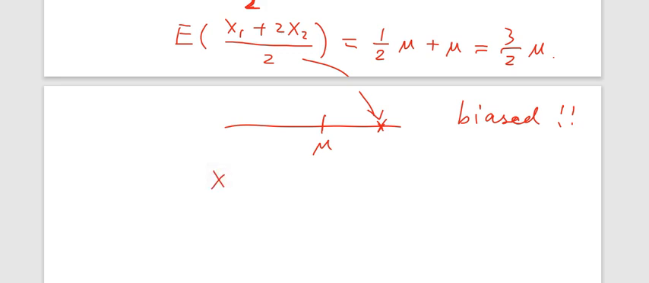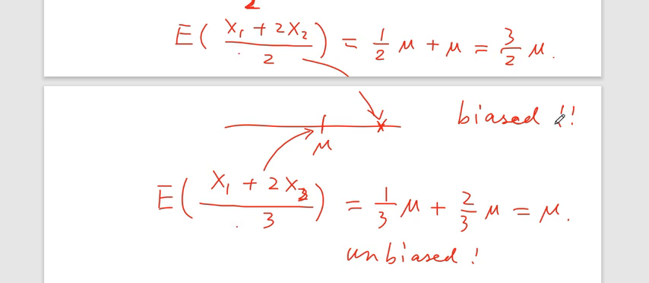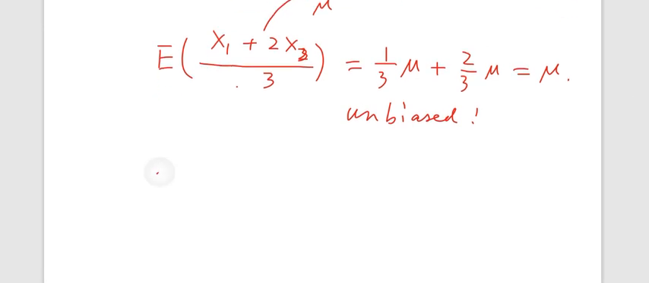But if we just divide by 3, this one is 1 over 3 mu plus 2 over 3 mu, so this equals mu. So this estimate goes to the target, and we say this is unbiased. So we say this estimate is better than the other one. Biased versus unbiased: the unbiased is much, much better.